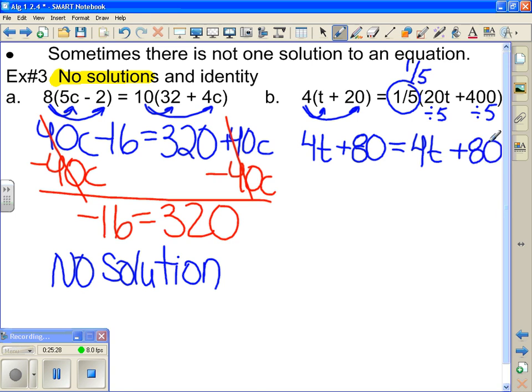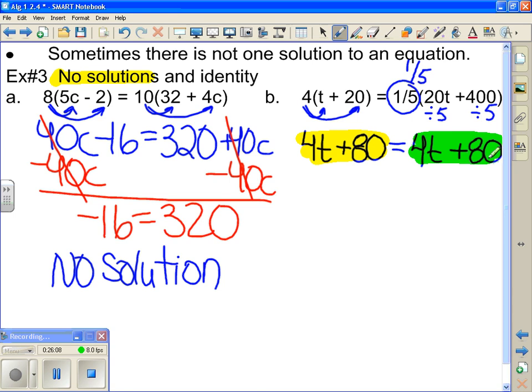Now, what do you notice about both sides of this equation? They're the same. That's right. They're exactly the same. The 4t plus 80 and the 4t plus 80 are exactly the same. Now, this is the opposite of no solution. In no solution, the two numbers were completely different. In this example, they're completely the same.